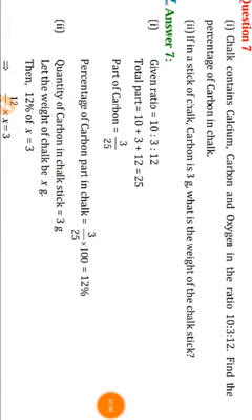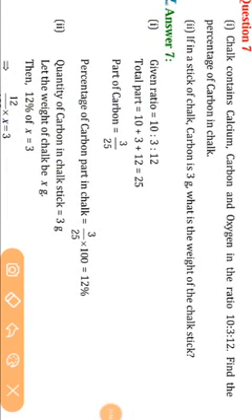And this one: chalk containing calcium, carbon and oxygen in the ratio 10:3:12. So calcium, carbon and oxygen. So the total number of parts is 25, as I said before. Then they said find the percentage of carbon. So the carbon part we have to write as a fraction. It is out of 25, 3 by 25. If it is percentage, 3 by 25 into 100, 12%.